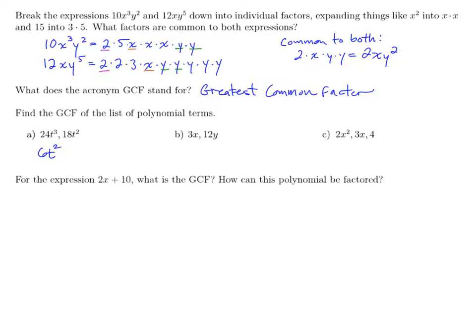Looking at our next example, we have 3x and 12y. Just looking at the coefficients, 3 and 12 have 3 as a common factor. When I move to the variables, though, I have x to the first power in the first expression and y to the first power in the second expression, so they don't actually have any variable factors in common. So the greatest common factor of 3x and 12y is simply 3.